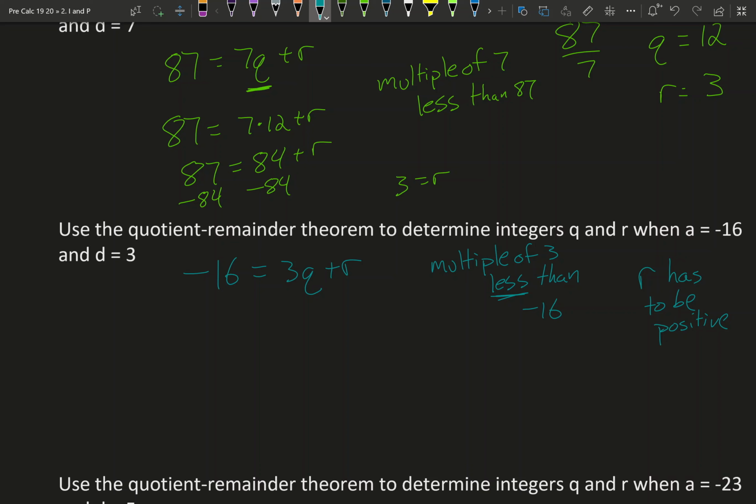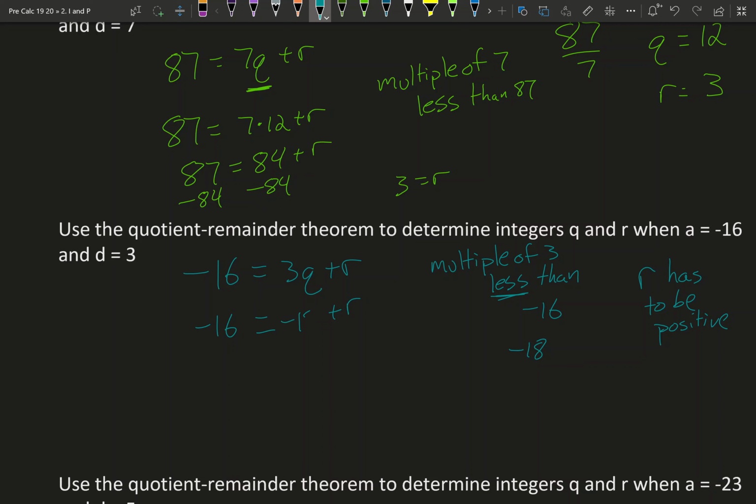So what we do is if we said that our multiple of 3 was negative 15, so our quotient would be negative 5, when we added 15 to both sides, we would get our remainder to be negative 1, which is not okay for our quotient remainder theorem. So instead, we have to look at these same rules where our multiple of 3 that is less than negative 16 is negative 18. Just how negative numbers work, because negative 18 is less than negative 16, especially if we're moving quickly, we might not be thinking of that exactly.